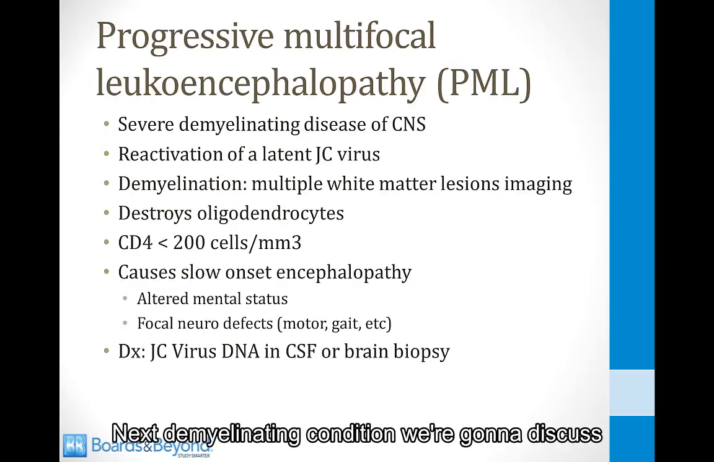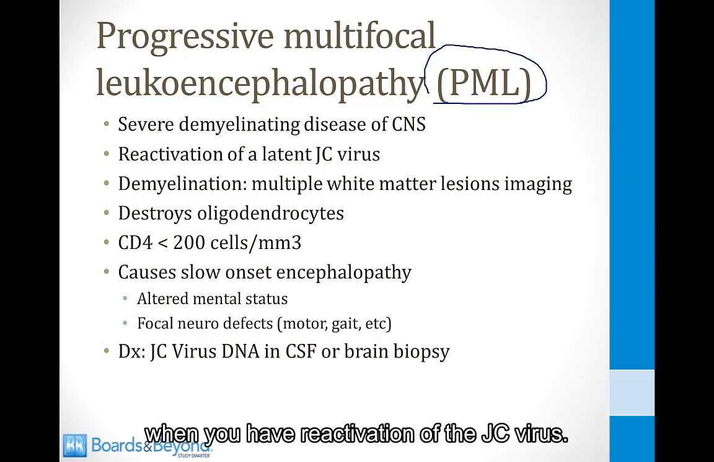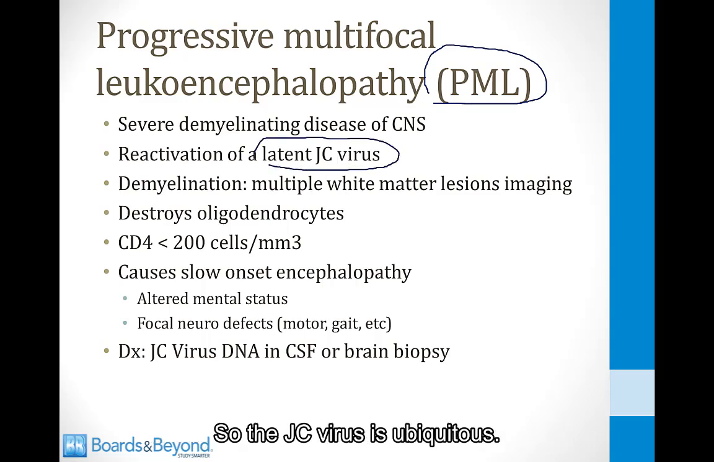Next demyelinating condition we're going to discuss is called progressive multifocal leukoencephalopathy, or PML. And this is a disease that occurs when you have reactivation of the JC virus. So the JC virus is ubiquitous.